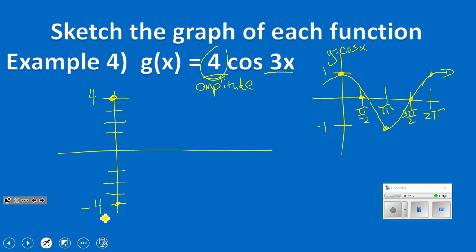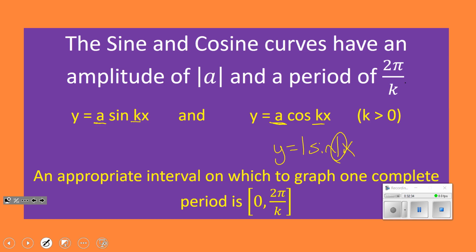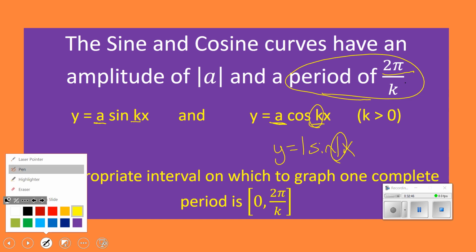Okay? Let's talk about the period. The period is the room for one complete wave. Normally, one complete wave goes from 0 to 2 pi. So if I go back one slide, what does it say to do to this number right here to figure out the period? I'm going to take 2 pi and divide it by k. So I'm going to do one complete wave.